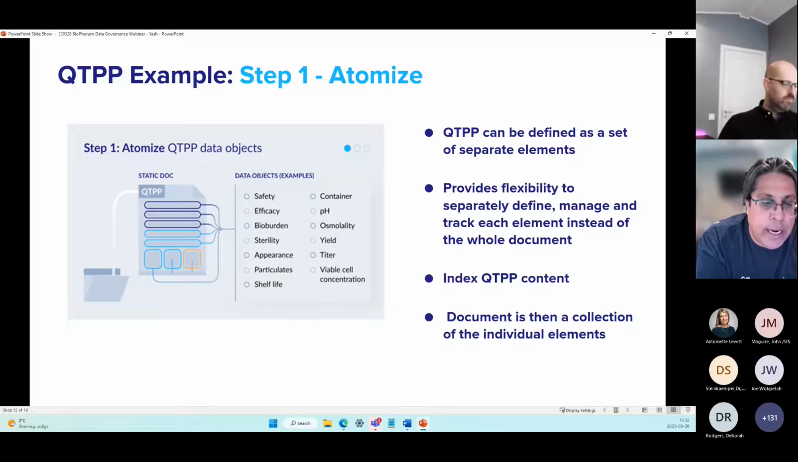So if you think about that diagram of the relational database or the graph database, these individual elements are basically individual circles that can then be connected. And now what you've done is you've indexed the QTPP content. And then you can come back later and generate potentially a document as a collection of these individual elements. But the first key piece is that you've atomized each of these individual requirements, and now you can think about building this into a taxonomy and building rich metadata around each requirement.